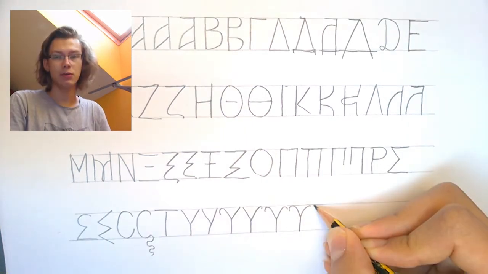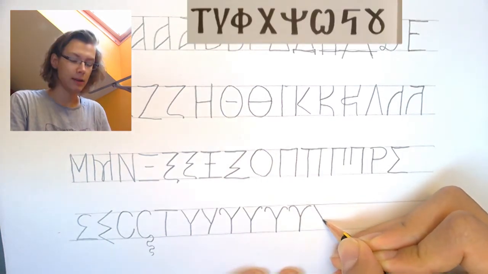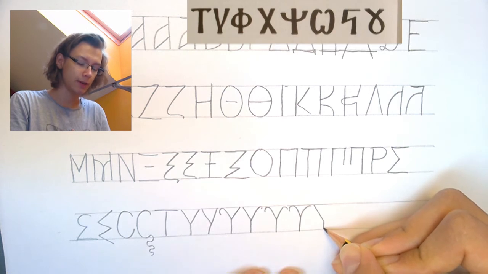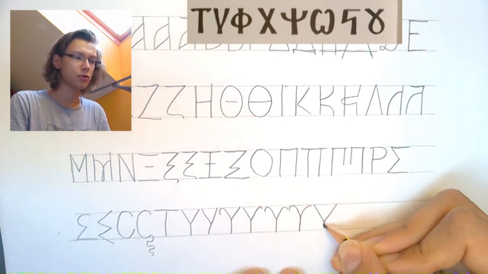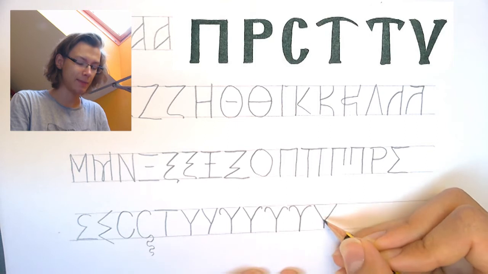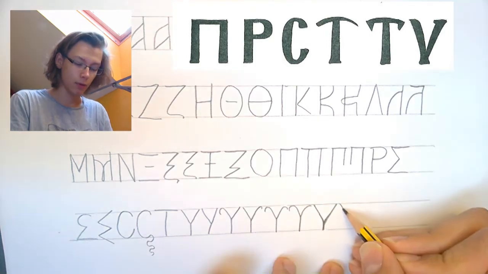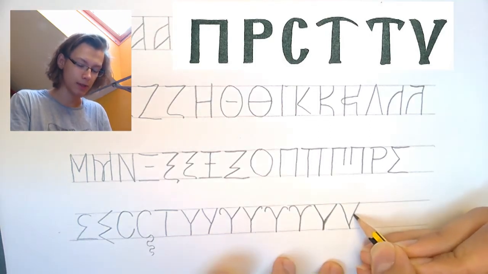In the monastery script samples I found online, the upsilon was more like a letter V. So it had the bottom stroke really short and sometimes unnoticeable. Okay, so again, this can look just like the letter V.